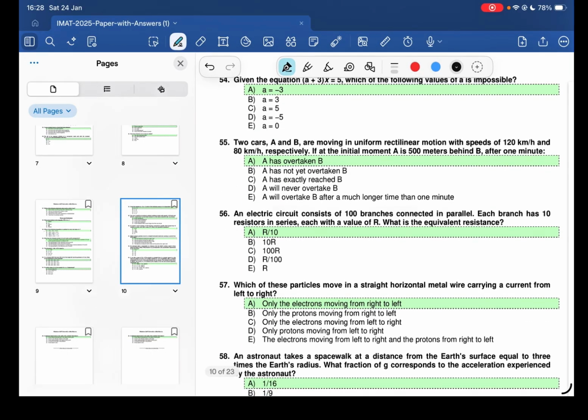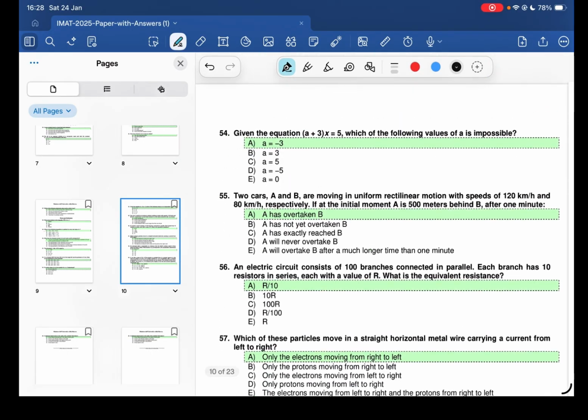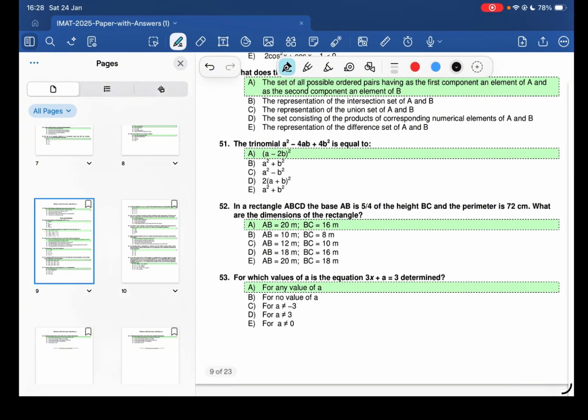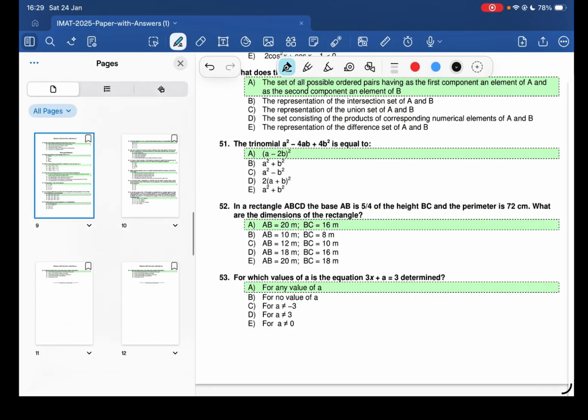The next question is very straightforward: in a rectangle ABCD, the base AB is 5/4 of the height BC and the perimeter is 72 centimeters. What are the dimensions of the rectangle? They are asking for the dimensions, both the width and height.